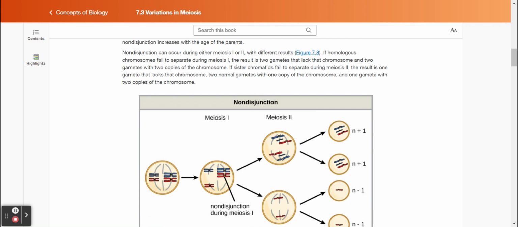Non-disjunction can occur during either meiosis I or II with different results. If homologous chromosomes fail to separate during meiosis I, the result is two gametes that lack that chromosome and two gametes with two copies of the chromosome. If sister chromatids fail to separate during meiosis II, the result is one gamete that lacks that chromosome, two normal gametes with one copy of the chromosome, and one gamete with two copies of the chromosome.